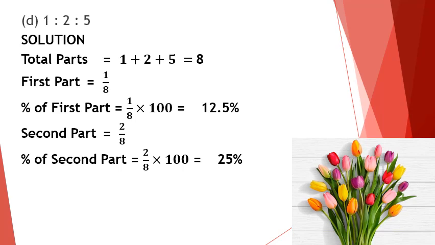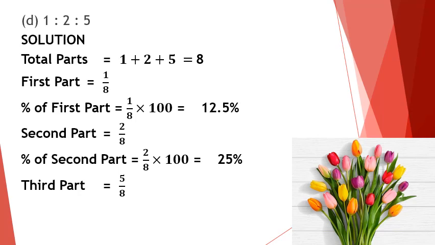Second part equal to 2 upon 8. The percentage of second part equal to 2 upon 8 multiplied by 100. 2 and 8 can be cancelled. So the numerator becomes 1, denominator becomes 4. 4 and 100 can be cancelled. The denominator is 1 and numerator becomes 25. Hence percentage of second part equal to 25%.